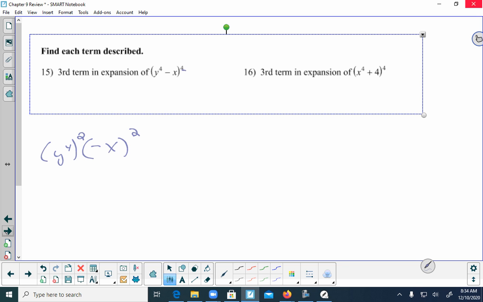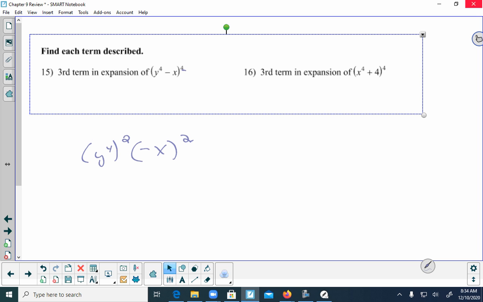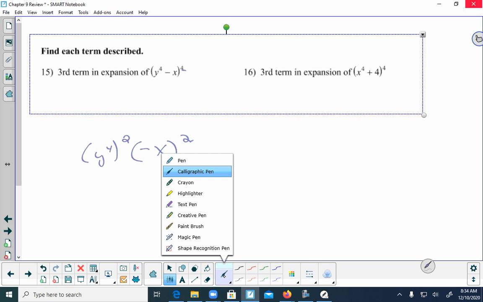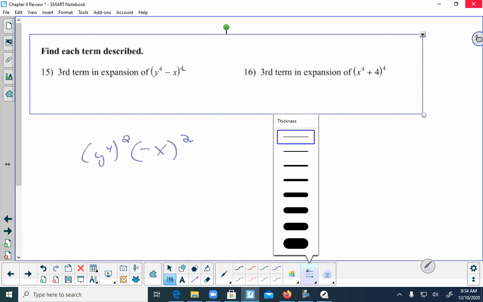To find the coefficient, which I didn't leave myself room to write, let's move all this stuff over here. To find the coefficient, I am going to do combination, and I am doing 4 choose 2, because of that 2 there. If you don't want to do that, you can do Pascal's triangle. 1, 4, 6, 4, 1, and I want the third term: 1, 2, 3. So when I do this, it should be 6.